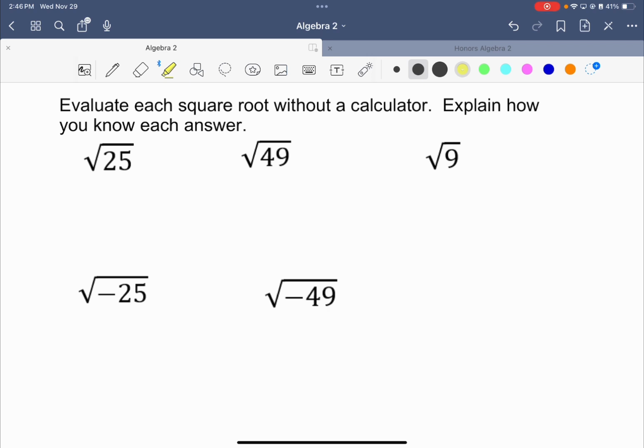If I ask you to evaluate each square root without a calculator, and then explain to me how we know what each answer is. What's the square root of 25? 5. What's the square root of 49? 7. What's the square root of 9? 3. How do you know those are the answers? What does it mean to take the square root?